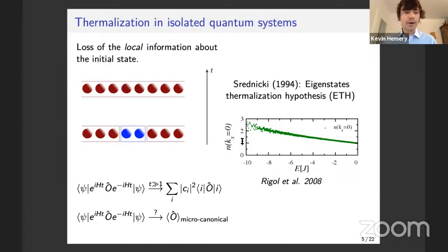The way to resolve this paradox is, if you take a system prepared in an initial state and then do the time evolution, there is a loss of information about the local information. After the time evolution, if you do just a local measurement on the state, and the system is thermalizing, you cannot tell what was the initial state locally. That's the way to resolve this first paradox. Now the second paradox is, in principle, everything is contained in this Schrödinger equation.